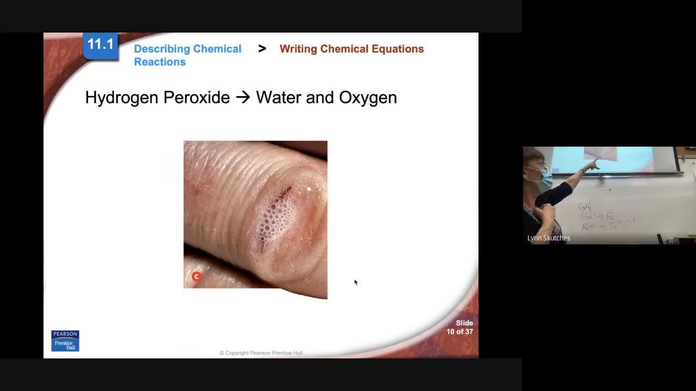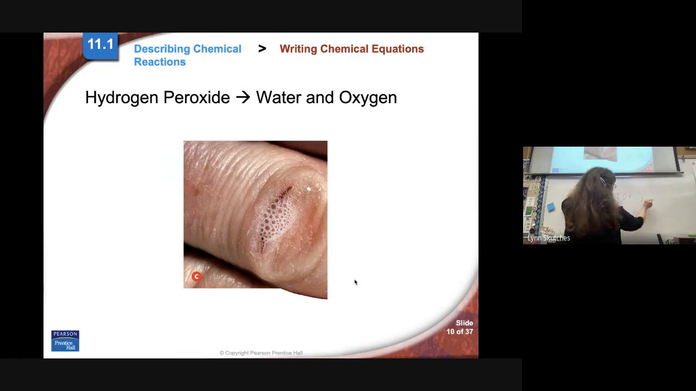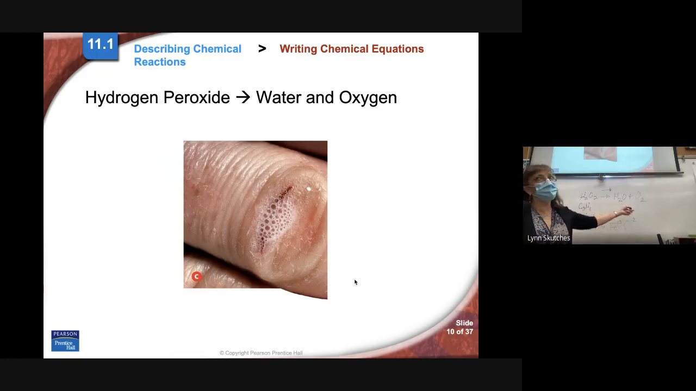Some people put it on cuts. And the reason why this works is because when it decomposes, it makes water super easy, and it makes oxygen gas. So hydrogen peroxide is H2O2. That looks really familiar, right? It's almost like water. And when it falls apart due to sunlight or contact with your skin, for example, you can make water and oxygen gas.